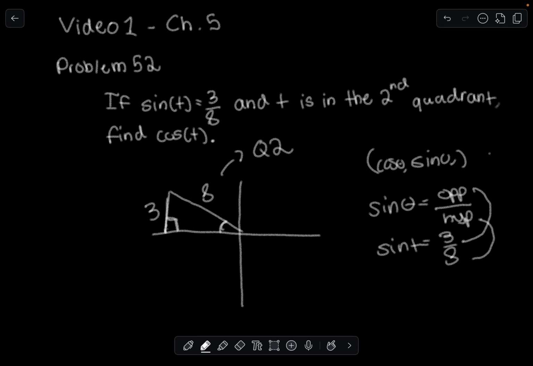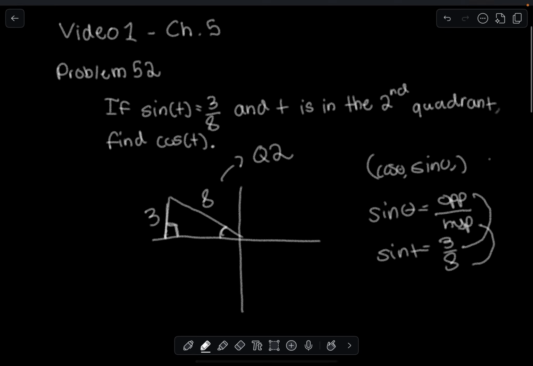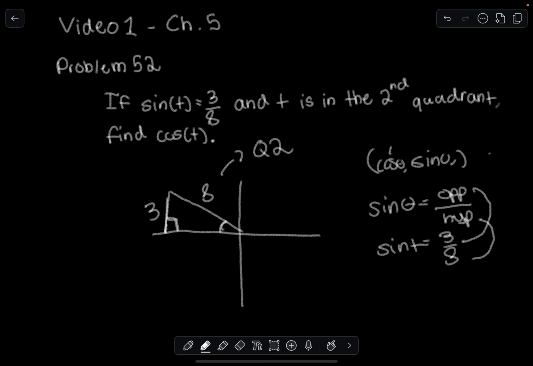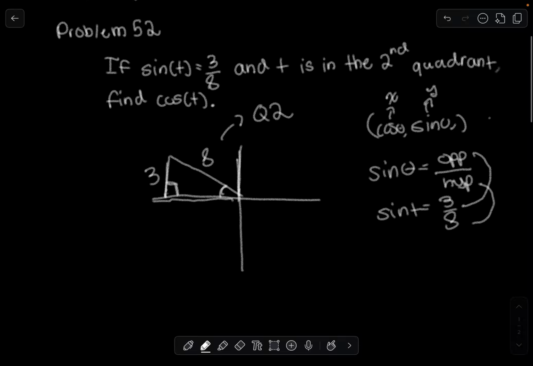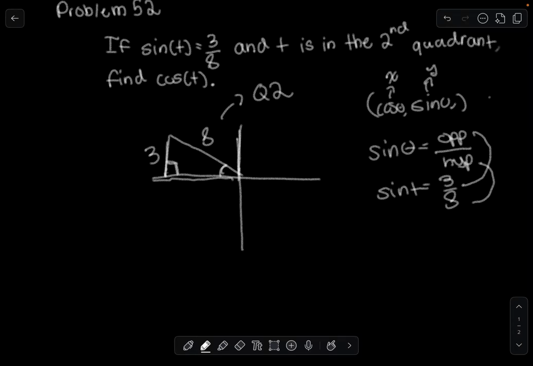Now before moving on, it's important to note that since cosine is the x value of this coordinate, and sine is the y value, when we're in the second quadrant, the y value is positive, but the x value will be negative. So it's important to note that our cosine of t will result in a negative answer because, based on our coordinate plane, x is negative in the second quadrant.